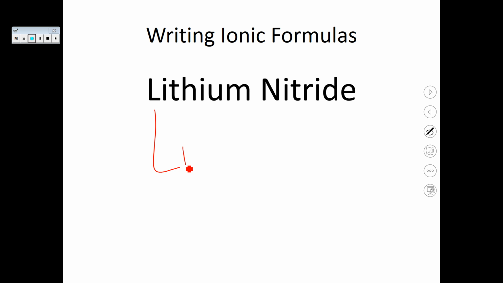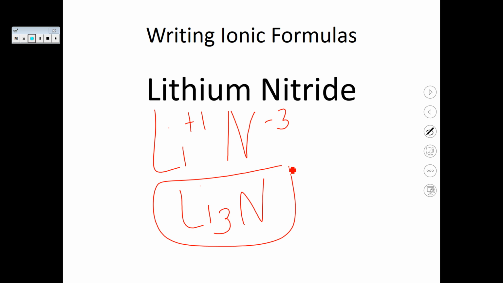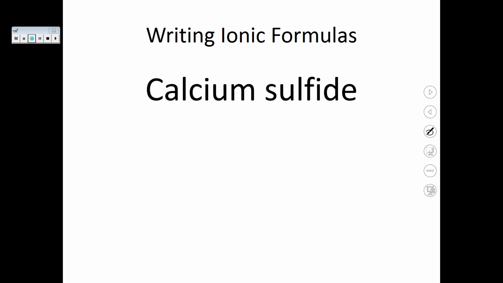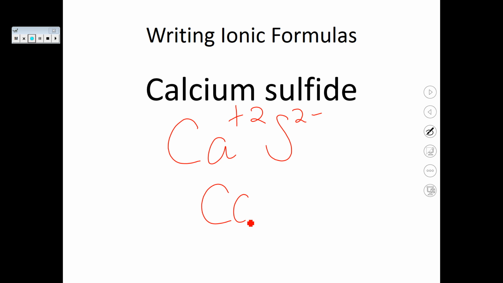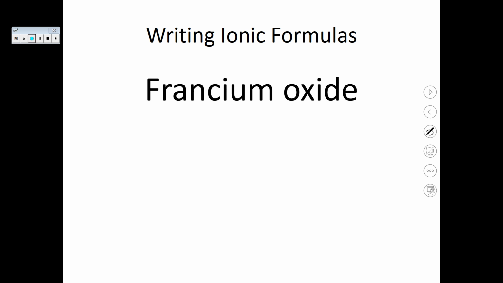Lithium nitride. Lithium is +1. Nitrogen is -3. If I'm going too fast, press pause as I'm talking. Check your periodic table out and see where I'm getting these numbers from. So this is Li3N1. Let's take a look at this. Calcium sulfide. Calcium is Ca +2. Sulfur is S2-. So it'll be Ca2S2, which I'm going to do in a single step to show you that it ends up being CaS.